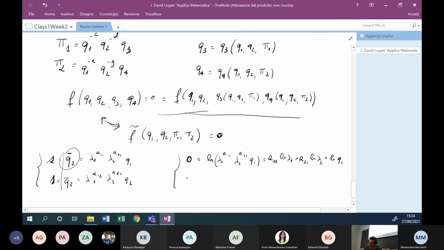The same happens for the other one. So the log of 1 is equal to 0, and on the right hand side, I will have A12 log lambda 1 plus A22 log lambda 2 plus log Q2.